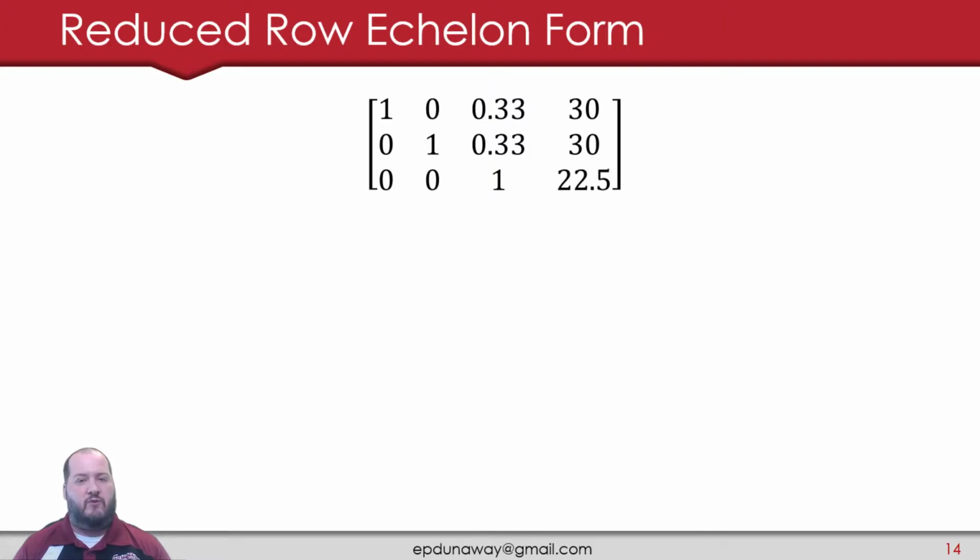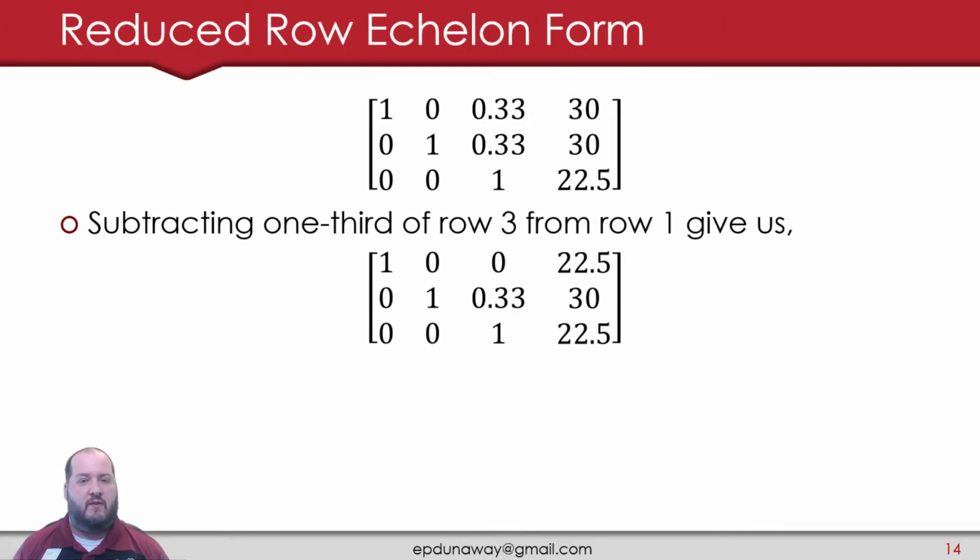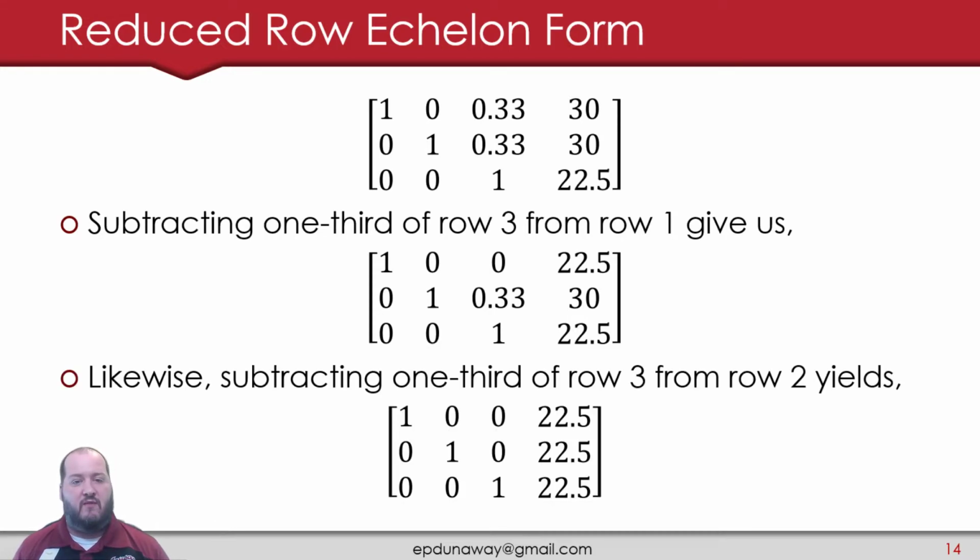So first we'll do row 1 in this case. I'm going to take row 1, I'm going to subtract 1/3 of row 3 from it. And that gives me 1, 0, 0, 22.5 in row 1. Because 1 minus a third of 0 is 0, 0 minus a third of 0 is 0, and 0.33 minus a third of 1 is 0. And lastly, 30 minus a third of 22.5 is 22.5. Do the same thing for row 2 and I get the same results. I get 0, 1, 0, and 22.5. And right there, that's actually it.